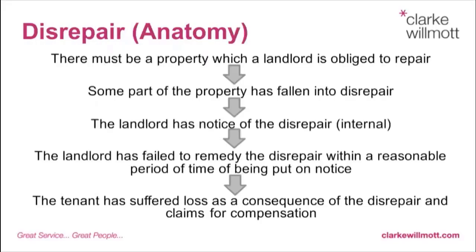In preparing this slide, the one thing I always remember is that disrepair, although in reality it isn't that simple, is quite simple if you break it down. That's why I call it the anatomy of a disrepair claim. Essentially, there must be a property which a landlord is obliged to repair. That property has to have fallen into disrepair. The landlord has notice of the disrepair, and I've emphasized the word internal because there's no requirement for the tenant to put the landlord on notice if it's external. The law takes the general view that the landlord should be aware of the conditions of his housing stock.